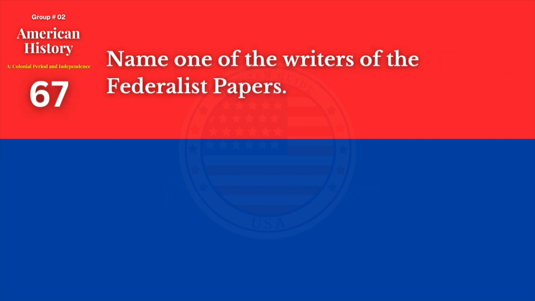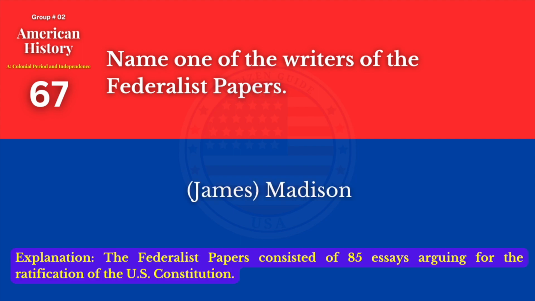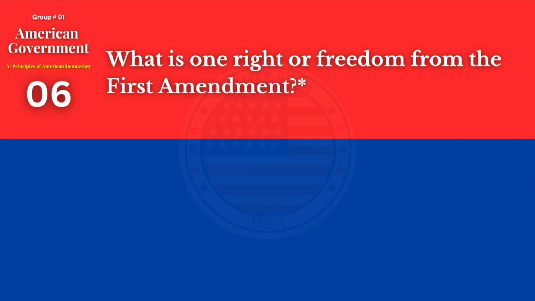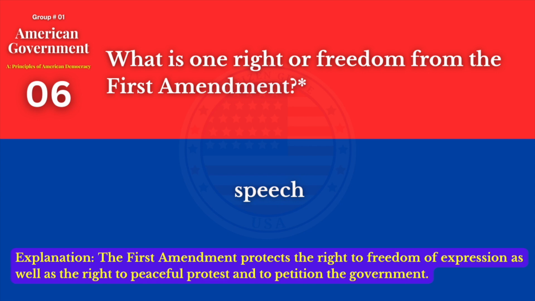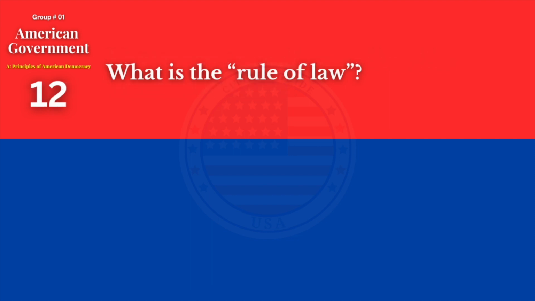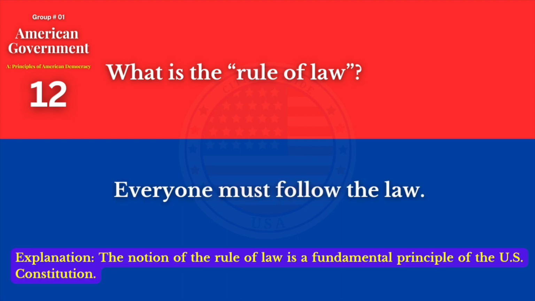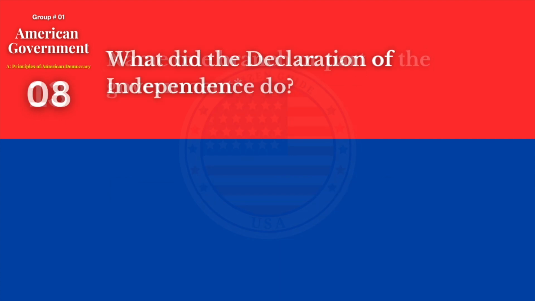Name one of the writers of the Federalist Papers. James Madison. What is one right or freedom from the First Amendment? Speech. What is the rule of law? Everyone must follow the law. What did the Declaration of Independence do?